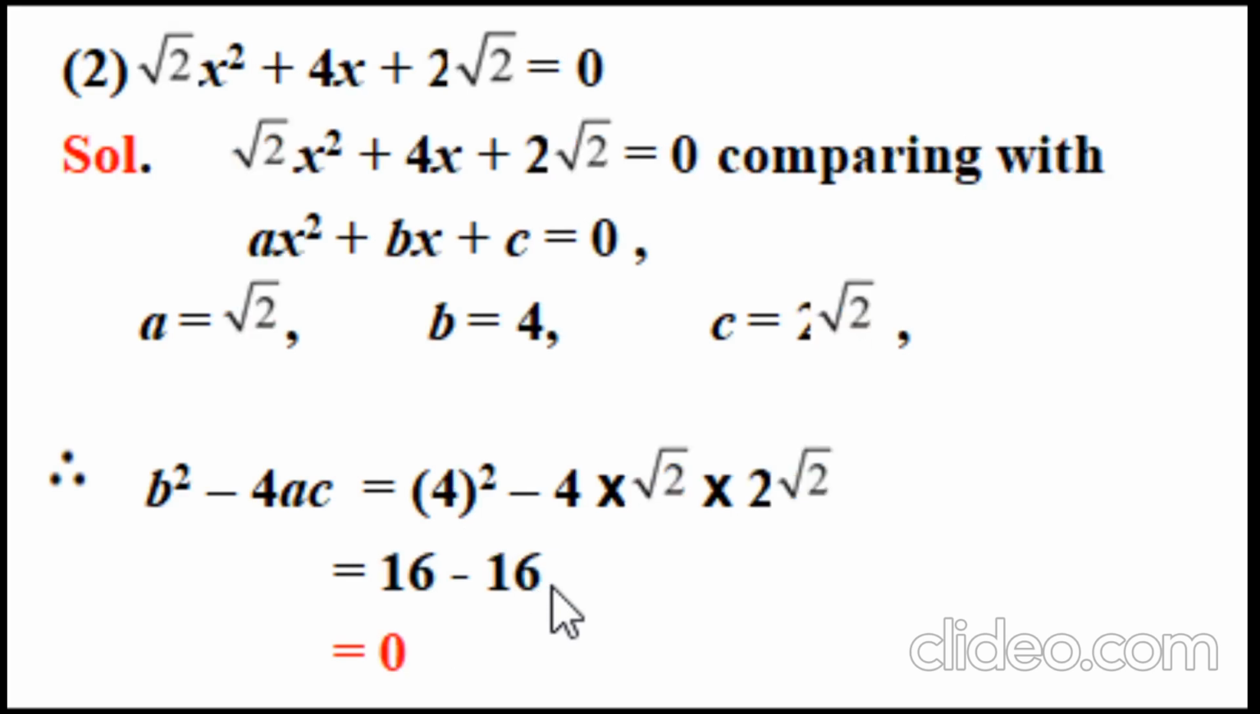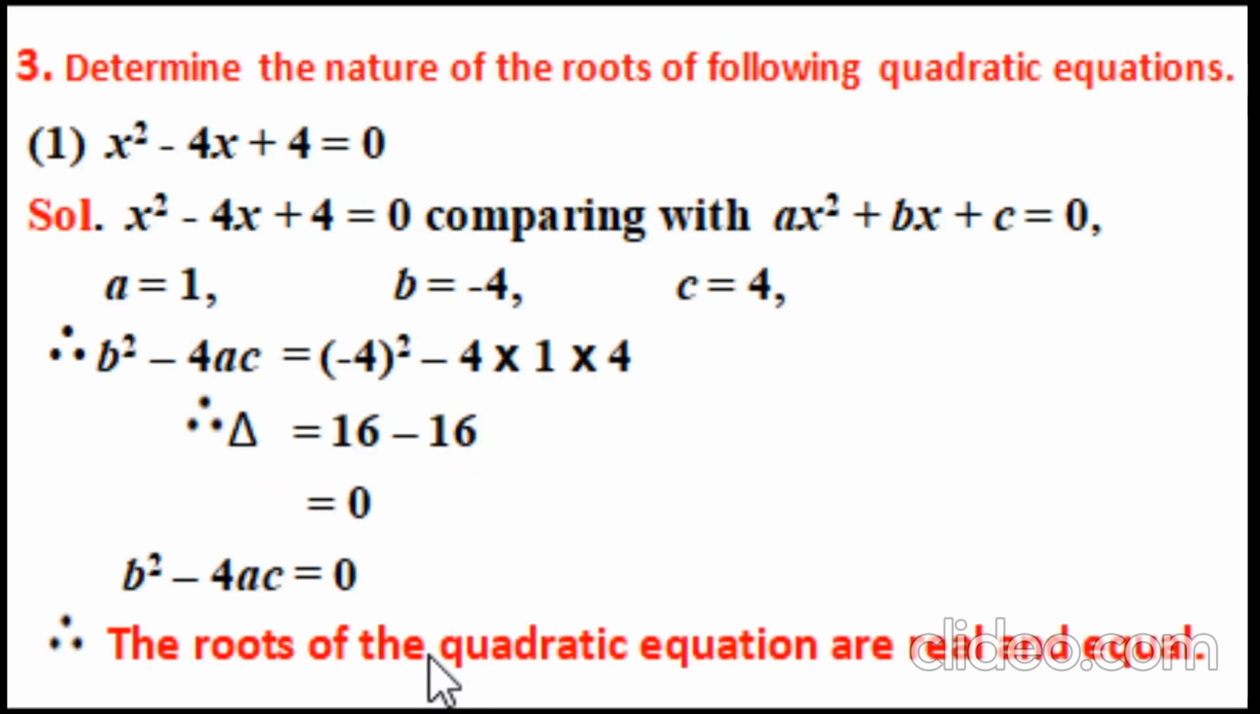Third one, root 2 x square plus 4x plus 2 root 2 is equal to 0. Here, comparing with ax square plus bx plus c is equal to 0, we get a as root 2, b as 4 and c as 2 root 2. Then the value of b square minus 4ac is equal to square of 4, which is 16, minus 4 into a into c. a is root 2, c is 2 root 2. So 4 twos are 8 and 8 twos are 16. So 16 minus 16, we get b square minus 4ac is equal to 0.